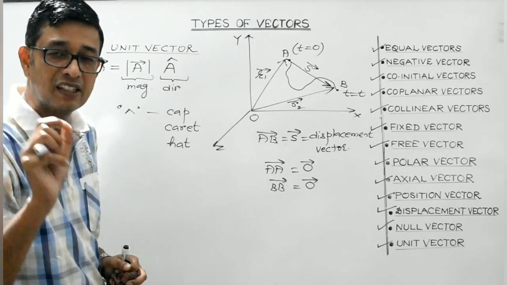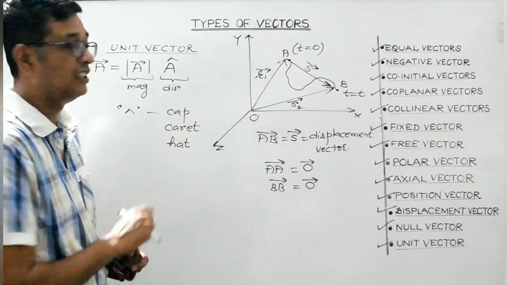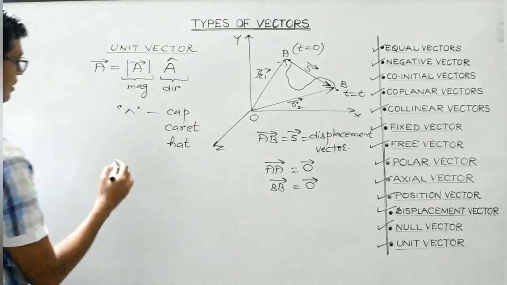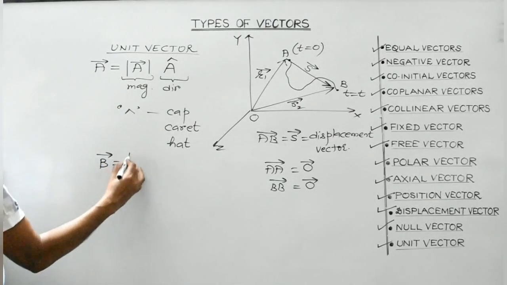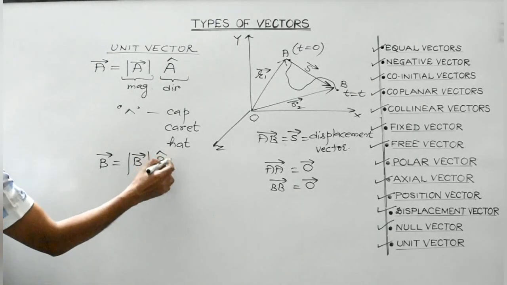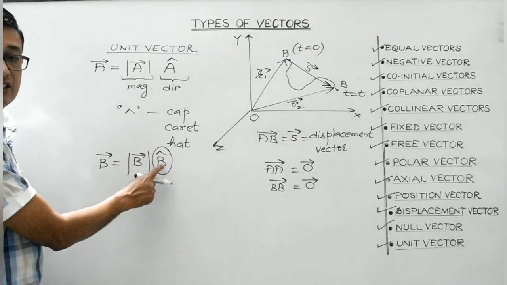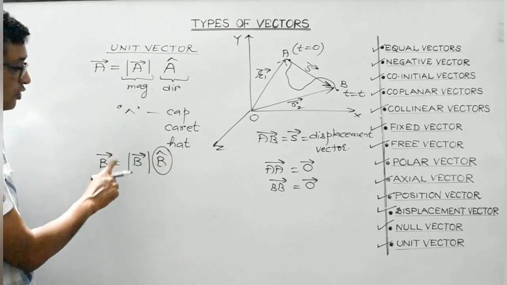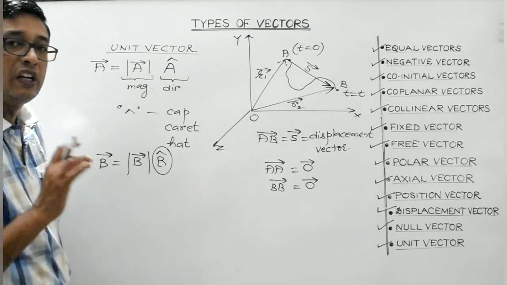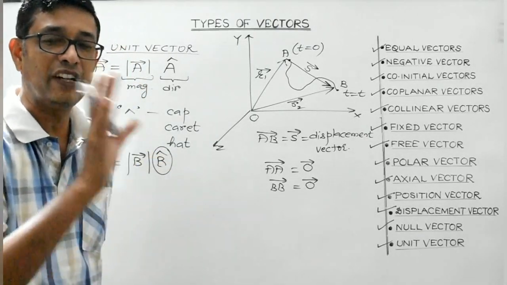So unit vector basically represents the direction of a given vector. Here, a cap represents the direction of a vector. Similarly, b vector will have magnitude and direction. So this is b cap, or b caret, or b hat. This is the unit vector which represents the direction of b vector. Clear, students? So unit vector represents only the direction of a given vector.